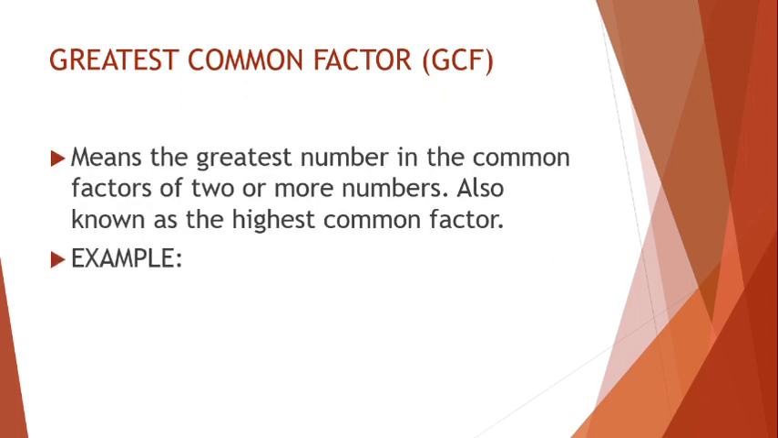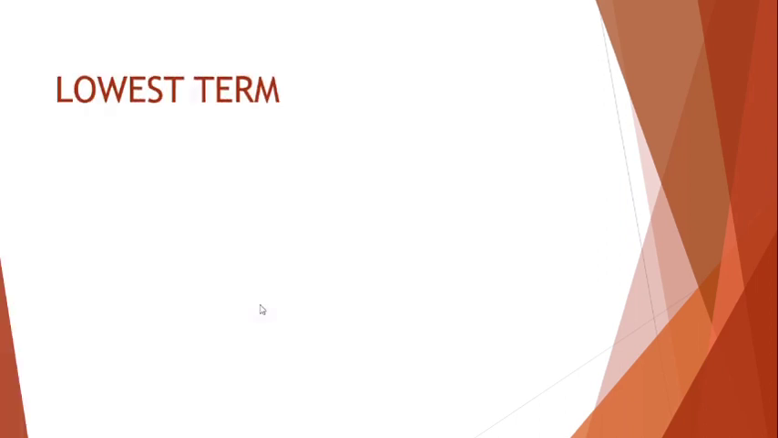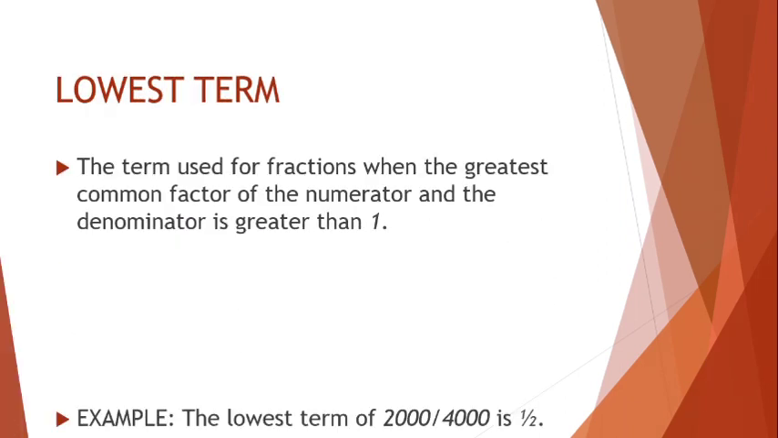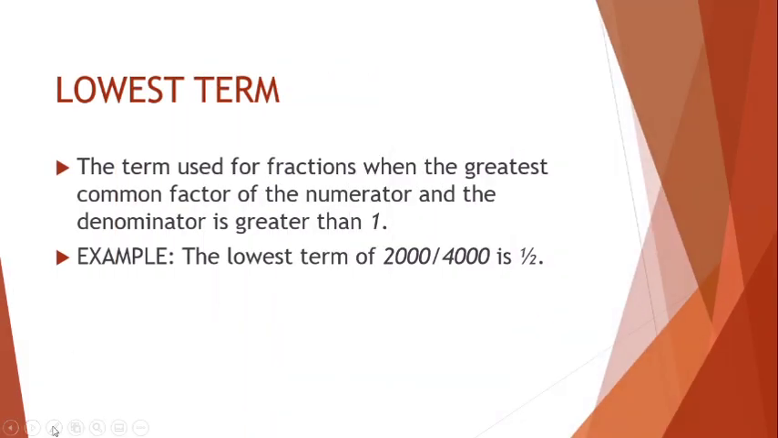GCF, so you are going to find their factors and syempre hanapin nyo kung ano ang may pinagkapareho nila. So next, lowest term. So syempre kung alam nyo ng GCF, sanay na kayo mag lowest term. Ngayon, paano po natin ito nakuha? So 2,000 over 4,000, paano po naging 1/2? So what is the greatest common factor? 2,000.